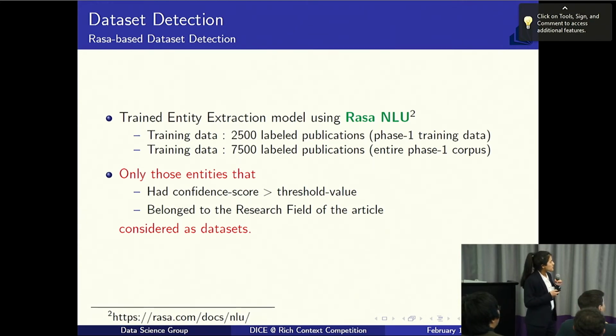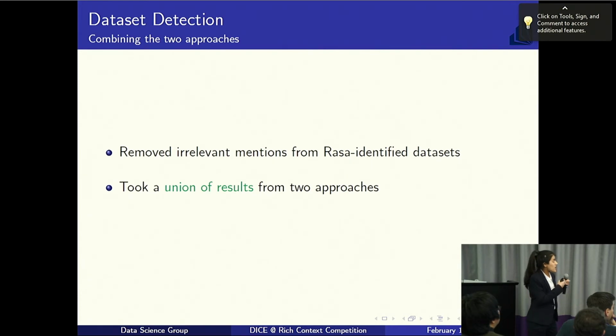So that was all that we did in our approach for dataset detection and fields and methods identification. And now, a very important part. Once we had the results from both the approaches, we combined those results, but keeping in mind to remove all those mentions that occurred in the higher frequency range that we had calculated in the first part, right? So yeah, that was all that we did in our approach for dataset detection.